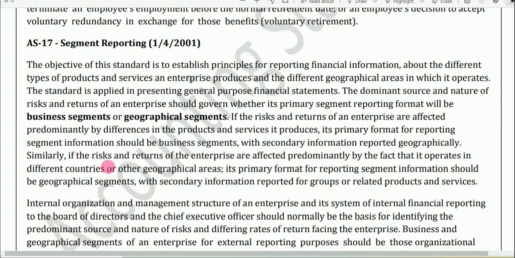Similarly, if the risks and returns of the enterprise are affected predominantly by the fact that it operates in different countries or other geographical areas, its primary format for reporting segment information should be geographical segments, with secondary information reported for groups of related products and services.